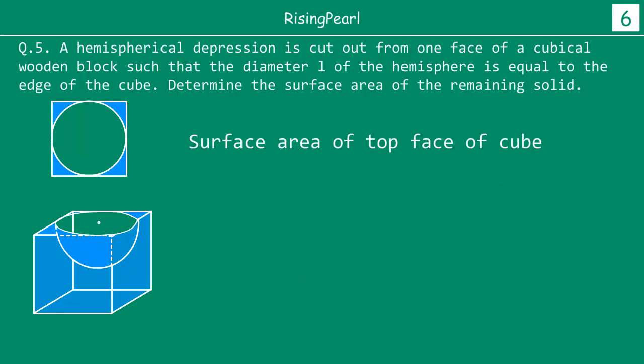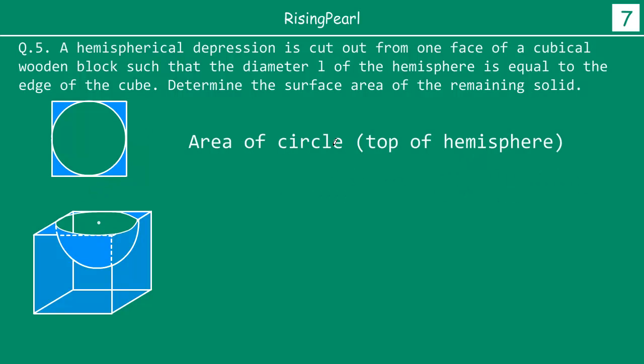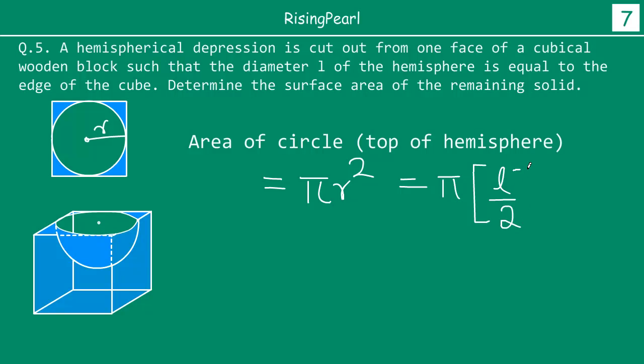Now let's continue to move on. Now the surface area of the top face of the cube, which is basically a square. So if this side is A and this side is A, it will be simply A square, but we know A is equal to L, so it will be L square. This will be the surface area of the top face of the cube. The last thing remaining is the area of this circle. If the radius is r, the area of any circle is pi r square, which is pi times L by 2 whole square, so it will be pi L square by 4.